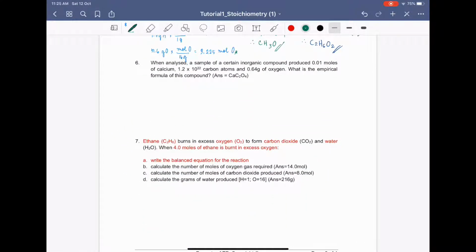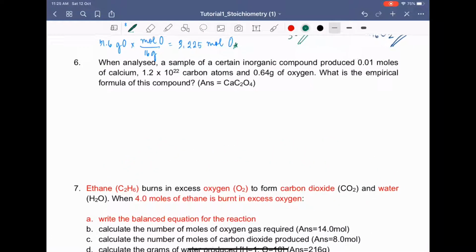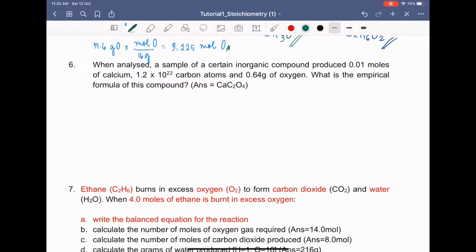When analyzed, a sample of a certain inorganic compound produced 0.01 moles of calcium, 1.2 times 10 to the 22nd power carbon atoms, and 0.64 grams of oxygen. What is the empirical formula of this compound? So, no need to do anything for calcium because it's already in moles. So we just write it down, 0.01 mole. Then next move to carbon.